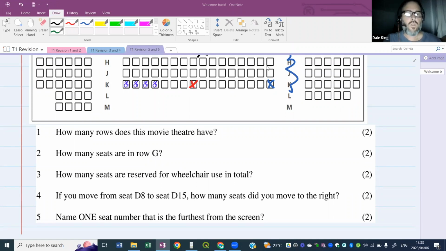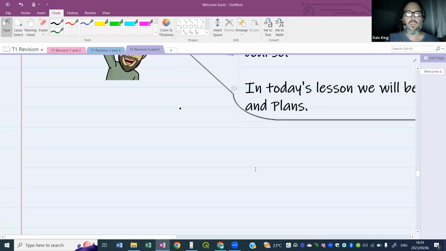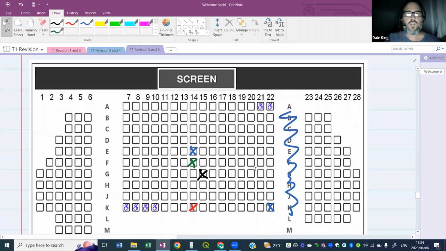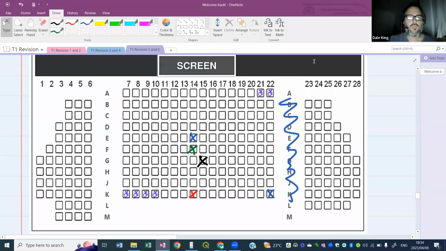All right, very good. Last question. Name one seat number that is the furthest from the screen. All right, let's go back up to the diagram. Let's go up a bit. There we go. Which seat is furthest from the screen? Name one furthest from the screen. I got K28 from Lenati. K28. I'll put red dots, which is this one here.